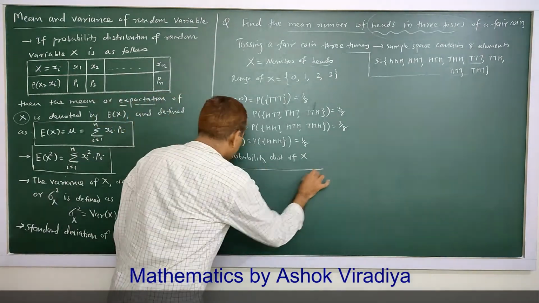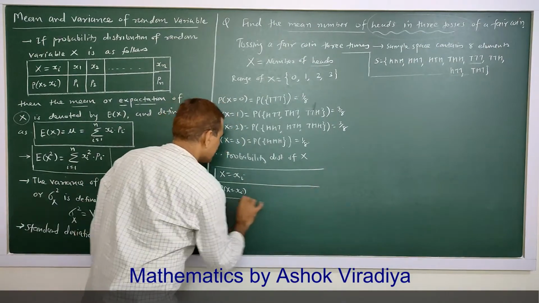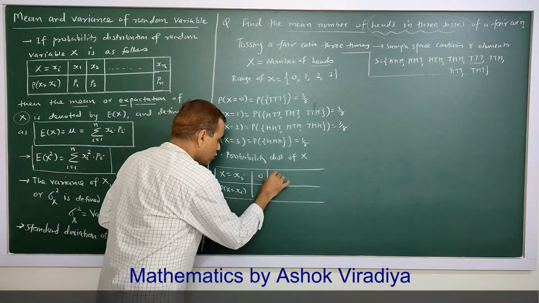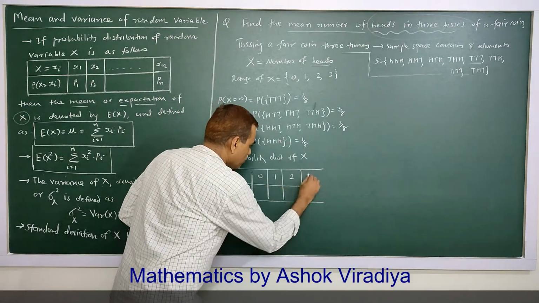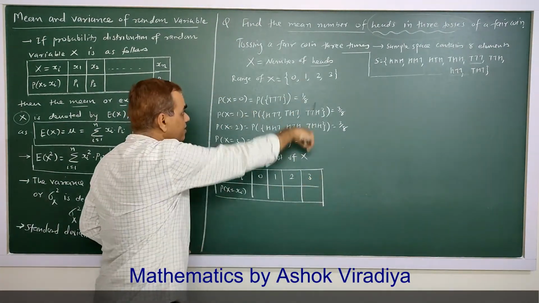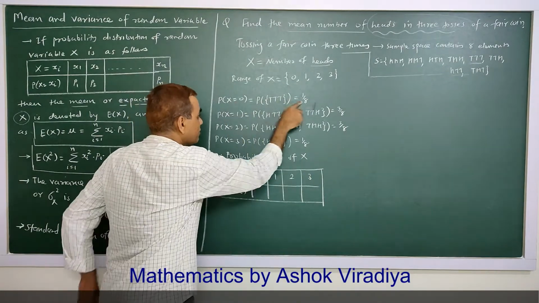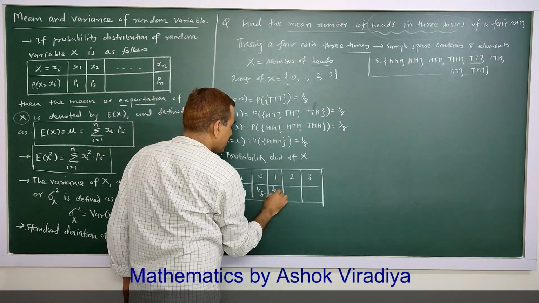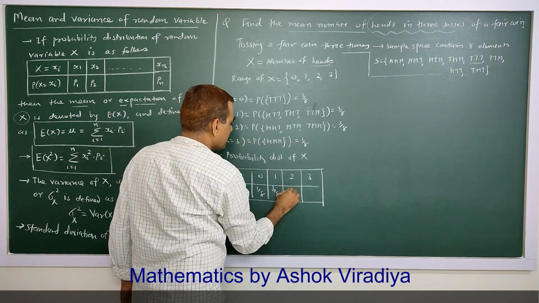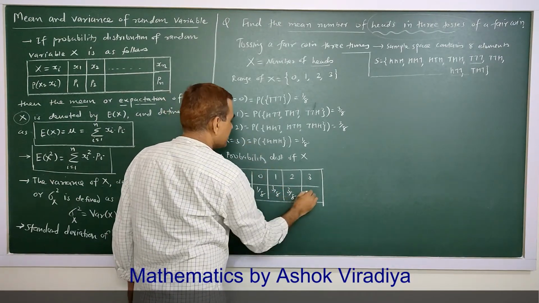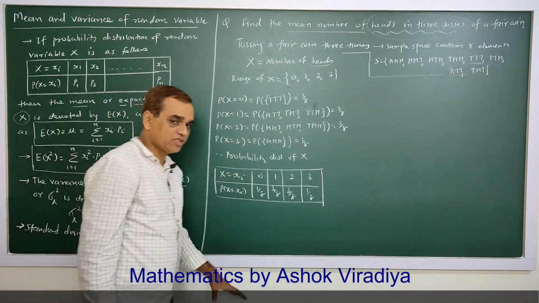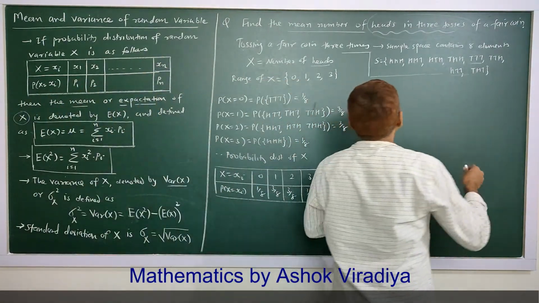Here, putting in this table, x takes 0, 1, 2 and 3, and these are the probabilities. Probability of 0 is 1 by 8, probability of 1 is 3 by 8, of 2 is 3 by 8, and this is 1 by 8. So this is the probability distribution. And now we find the mean.